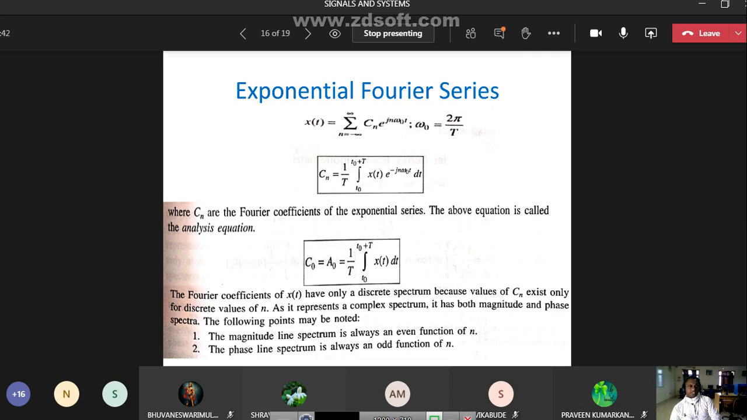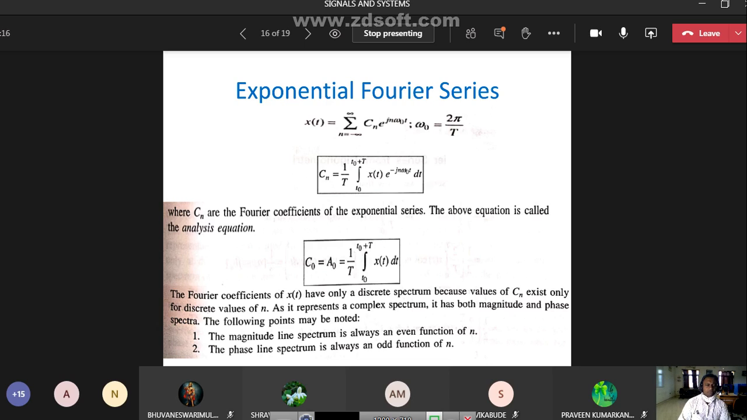Trigonometric Fourier series representation means x of t is equal to a0 plus sigma n is equal to 1 to infinity an cos n omega naught t plus bn sin n omega naught t. You must remember that formula, always. Now, this is the exponential Fourier series representation, where cn is the exponential Fourier series coefficients, and omega naught is the fundamental frequency, equal to 2 pi by T. I hope you are clear.